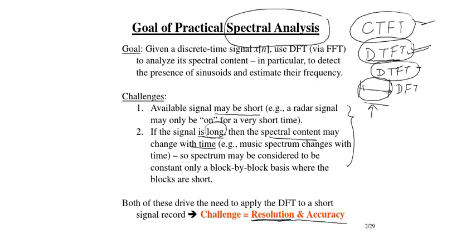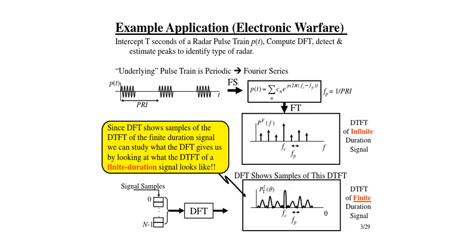So let's take an example of a radar signal where the radar pulse train is given by PT, which is a very short pulse, and this pulse is repeated. So this pulse train is basically periodic. Since it is periodic, we can write down the Fourier series for this signal, and it is periodic with the PRI, the pulse repetition interval, and the frequency of this is 1 upon PRI.